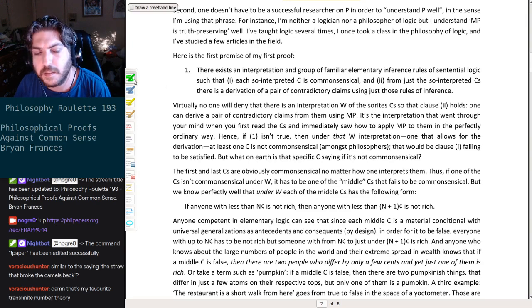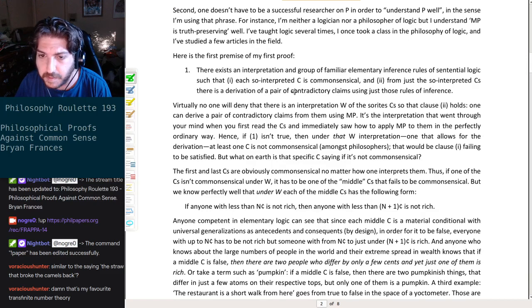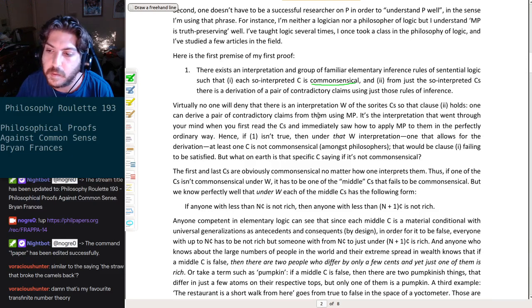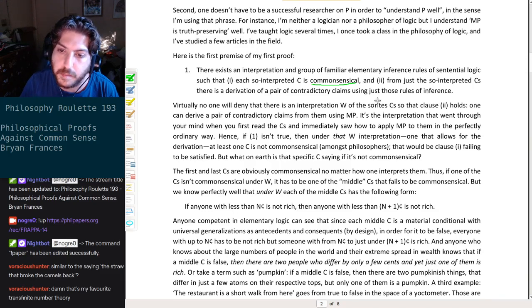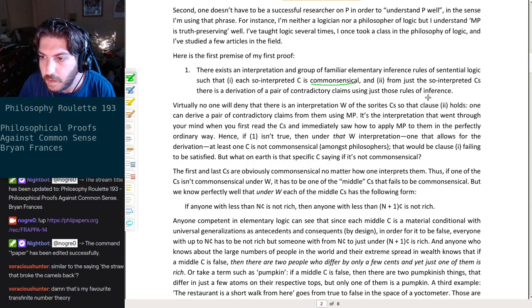I'll just tell you some stuff about me, because I always find these sort of things weird. Commonsensical, I tend to have completely different intuitions than other people, so what's common to you and what's common to me, or to other philosophers versus other people, is not always the same thing. It's not always clear. And then again, I am a non-classical logician.